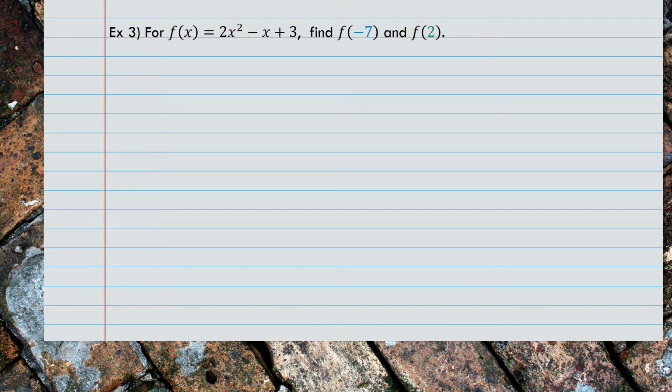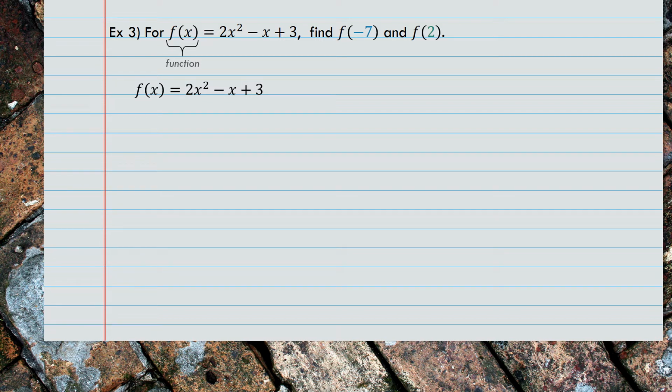Example 3. For f of x equals 2x squared minus x plus 3, find f of -7 and f of 2. So just looking at the directions, notice something. That notation tells us this is a function. Now, the first part it asks us to find is f of negative 7. Well, we have to go back to the original. We were given f of x equals 2x squared minus x plus 3.